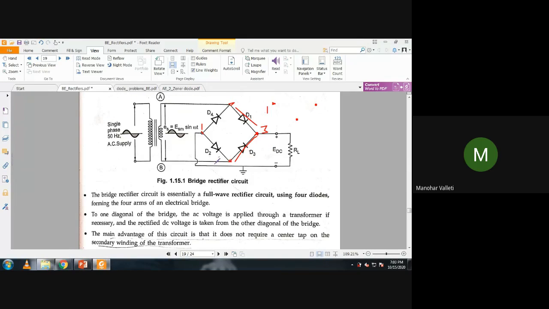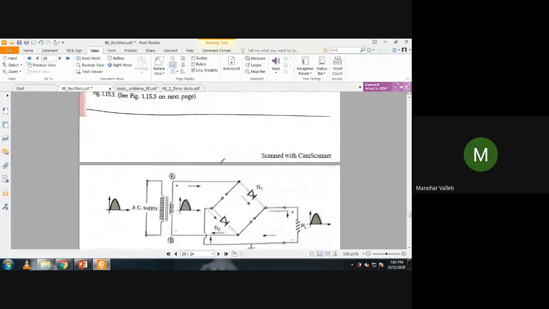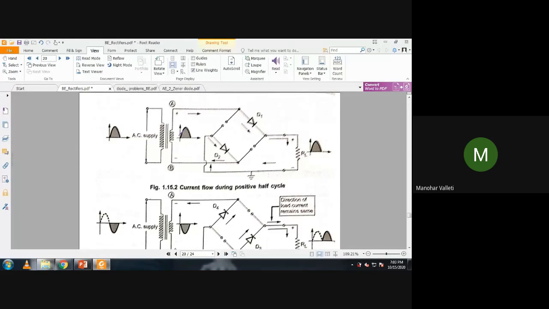Once the diode direction is proper, the circuit analysis is very easy. Now during the positive half cycle, here is plus and here is minus. So diode D2 will be forward biased and diode D1 will be forward biased. These other two diodes are reverse biased. Once forward biased, the current always enters the load here, reaching like this. Fine, closed loop.